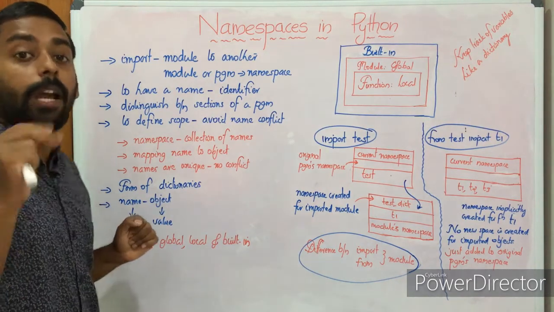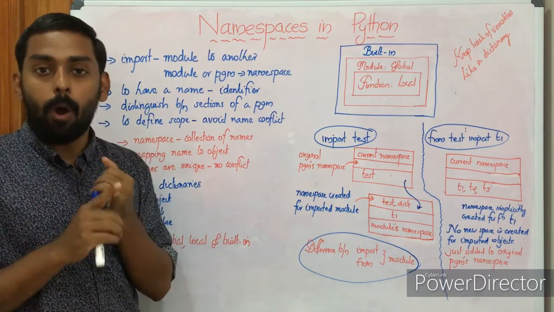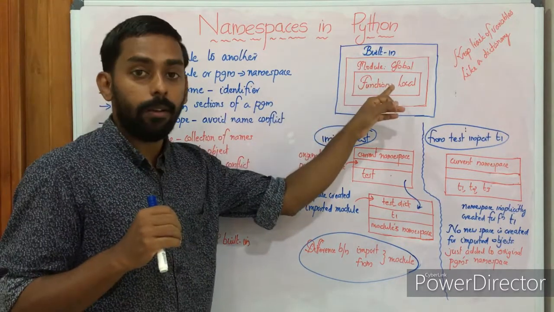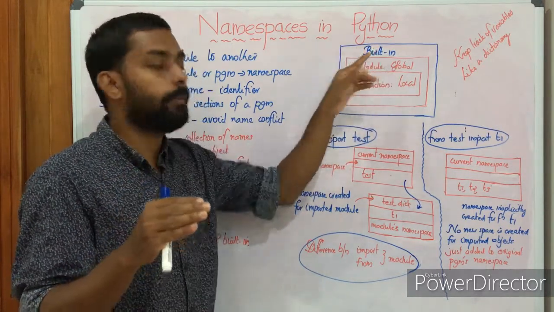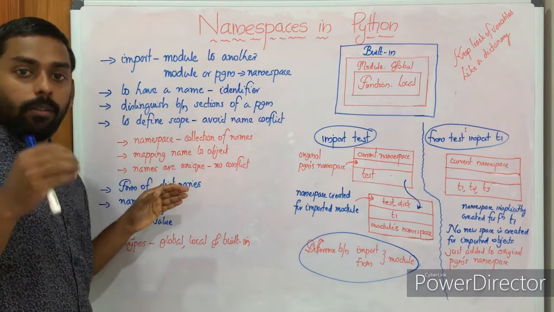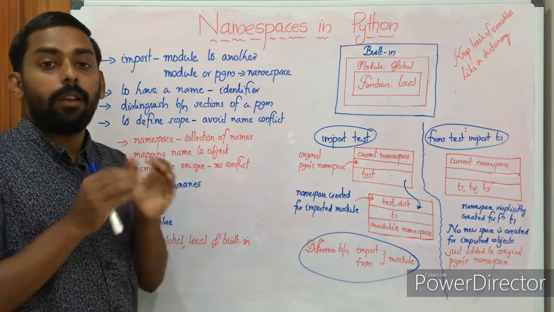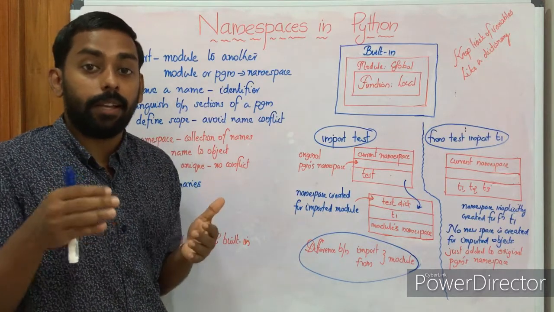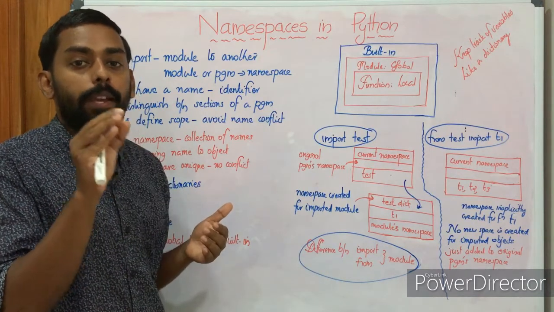We have three types of namespaces in Python: global, local, and built-in. As we have seen, local means function scope, global means module scope, and built-in means it is above all the scopes. So these are the important facts, the theory part of namespaces. Apart from that, when a module or a function or a package is getting executed, a namespace will be created for that particular module, package, or function.